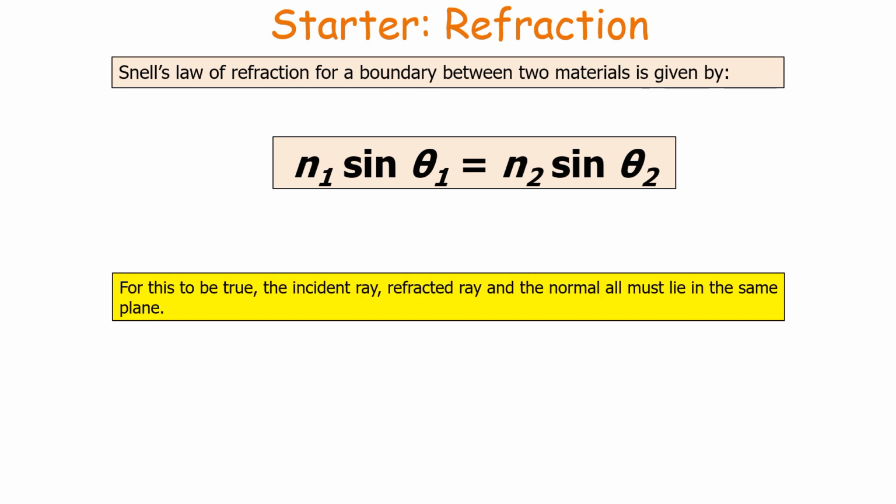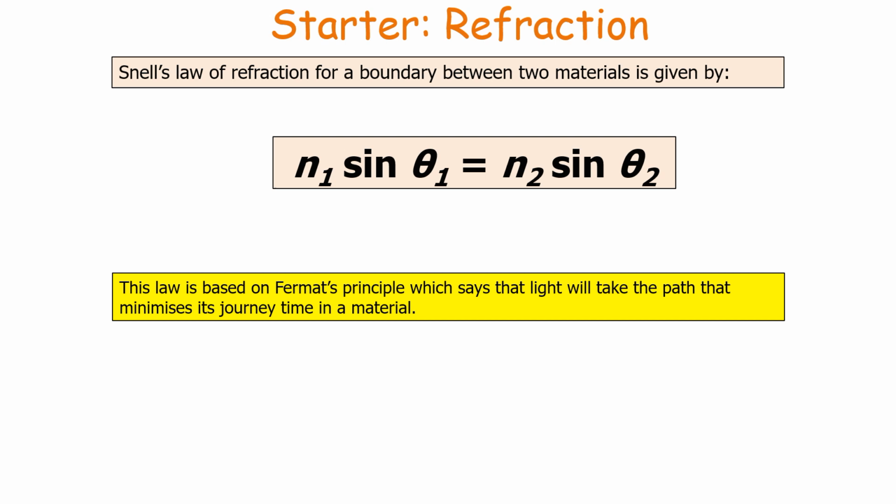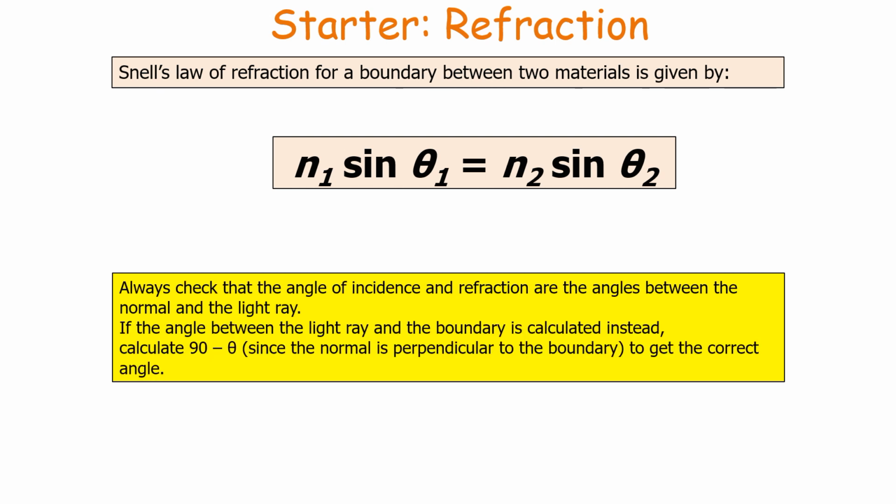Now, back to Snell's law. We know that, like we said, n1 sine theta 1 equals n2 sine theta 2. Again, for this to be true, the incident ray, refracted ray and the normal must all lie in the same plane. And this law is based on Fermat's principle, which states that light will take the path that minimizes its journey in the material. When you're doing calculations with Snell's law, it's always important to check that the angle of incidence and the angle of refraction are the angles between the normal and the light ray. If the angle between the light ray and boundary is calculated, instead you calculate your angle by doing 90 minus theta, because the normal is always perpendicular to the boundary, so you can get the correct angle.